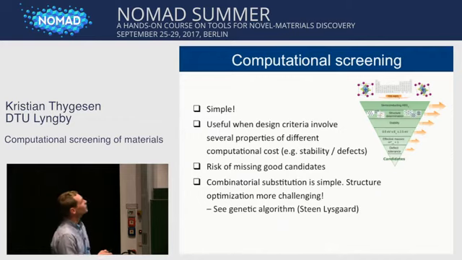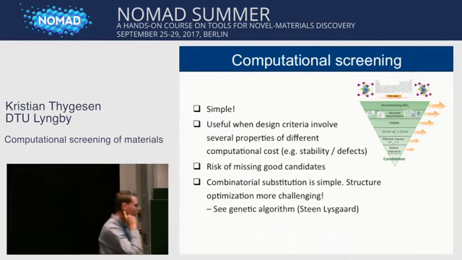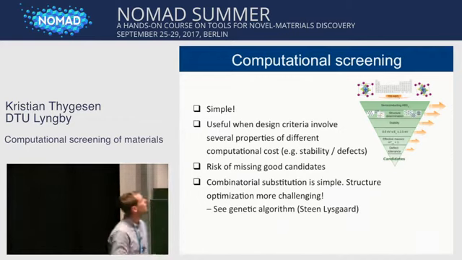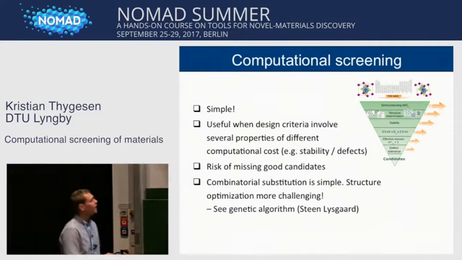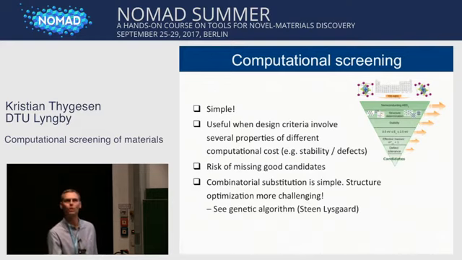So finally, let me say a couple of things that characterize computational screening studies. I think first of all, this is simple. You don't need fancy machine learning algorithms. It's really just a matter of sitting down and figuring out what are the key properties that you would like this material to fulfill in order to hopefully be good at the final functionality that you're interested in.